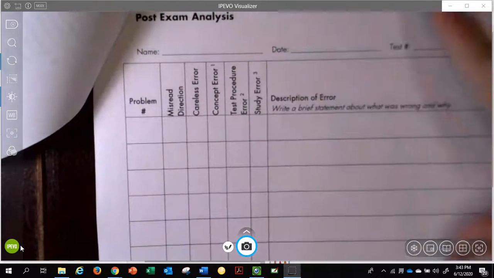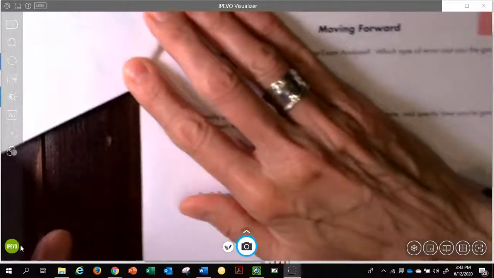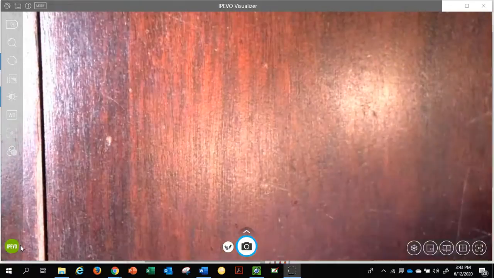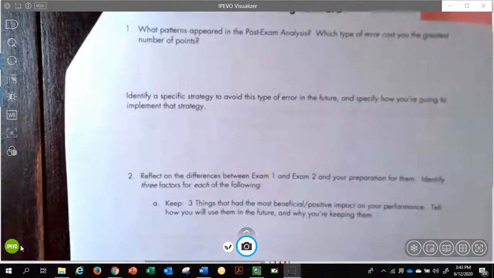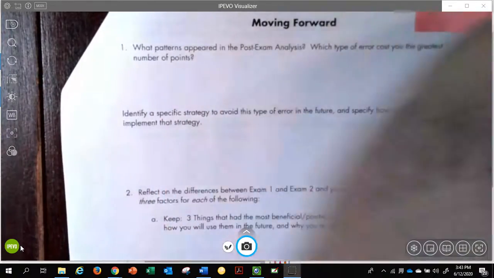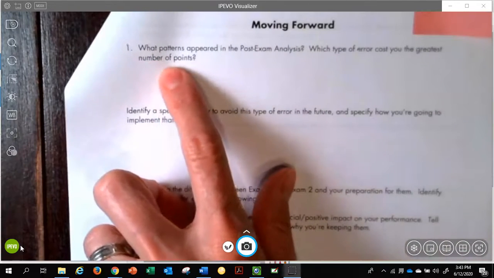And then if you keep going in this big packet, this is when you can take as much time as you want, and I encourage you to take time to do this. Oh, there's a second copy of it. I encourage you to take time on this moving forward section. In the moving forward section, ask some really good questions. What patterns did you see on this paper? Talk about it, describe it. And what type of error lost you the most amount of points?